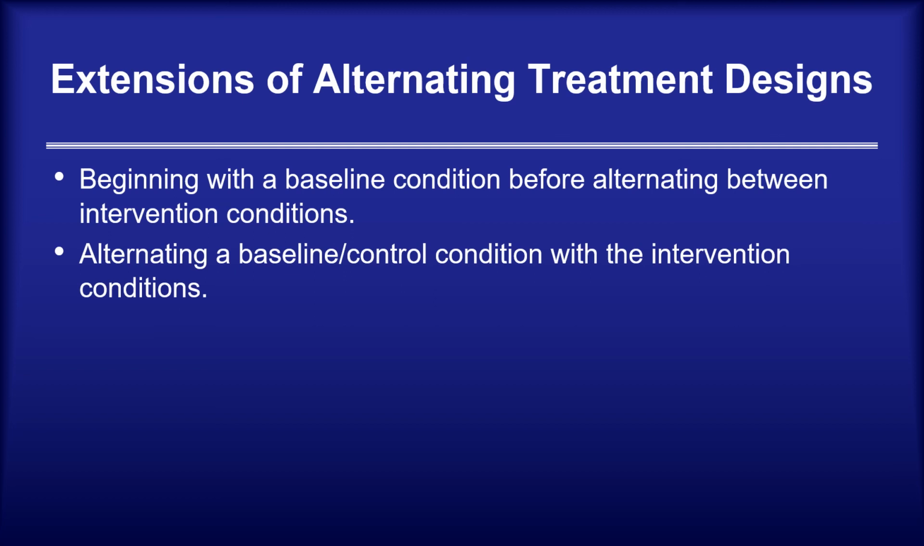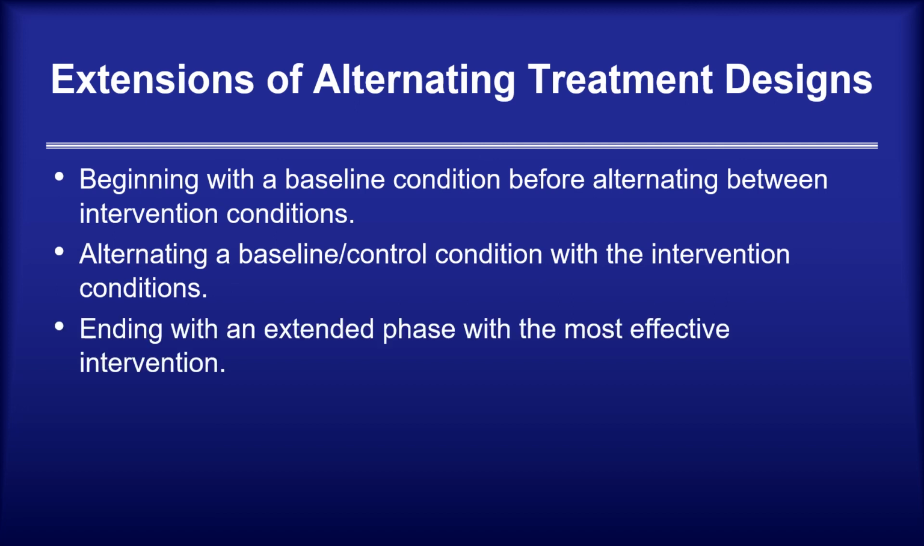Alternately, you could alternate between a baseline or control condition along with your intervention conditions. Finally, you could end with an extended phase with the most effective intervention, allowing for gradual fading to program for maintenance and generalization. In class, we'll practice identifying different experimental designs based on the graphs, determining when to use one design over another, and how to graph data collected in different experimental designs.